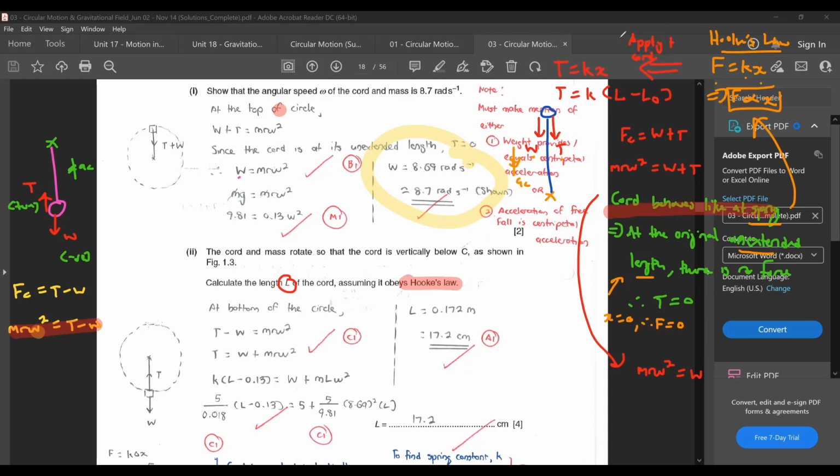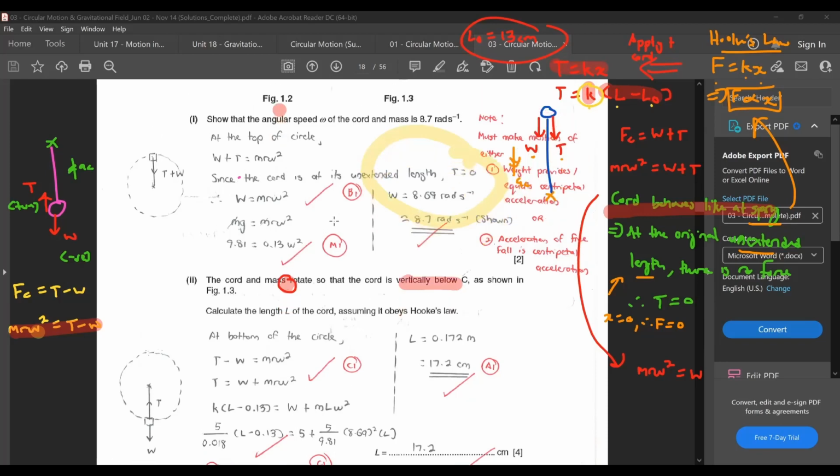Say L0 is 13 centimeter. The question already told you your unextended length is 13 centimeter. So if you know that your cord behaves like a spring, T can be represented as T equals Kx, where K is your spring constant, and your extension is basically your final length L here minus your original length. But then you have another separate issue to deal with. You do not know what K is in the first place. You know L0 as 13. L is what you want to find, but K is also something that you do not know.